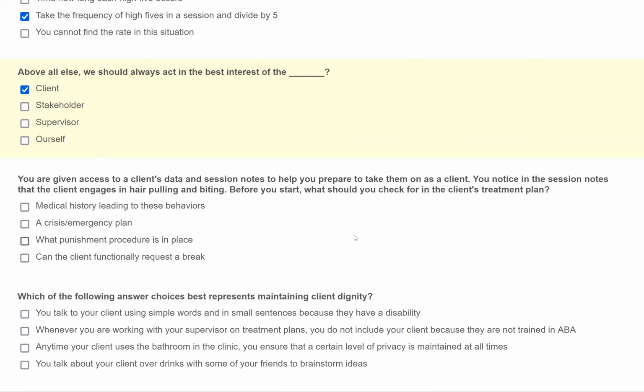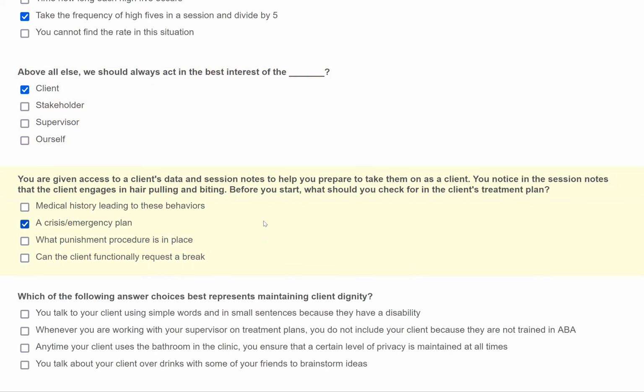Do you A, check the medical history leading to these behaviors? Is that your job as an RBT? No. Now, you might ask a supervisor if something is causing it. They might tell you, but you're not obligated and it's not your responsibility to check for this in the treatment plan. However, B, a crisis emergency plan is something you want to have and check for. A crisis emergency plan is going to tell you what to do if something like this occurs. If hair pulling occurs, if biting occurs, if you're ever in danger, you should have a plan on what you need to do. Before you start, if you have a client who is aggressive, who is dangerous, make sure you have a crisis emergency plan.